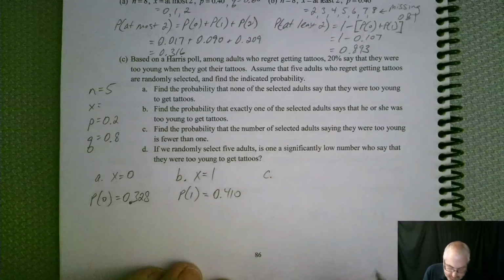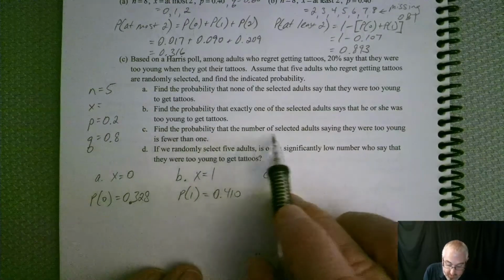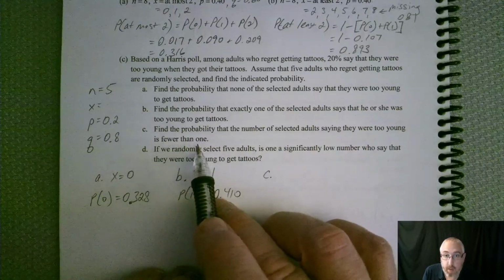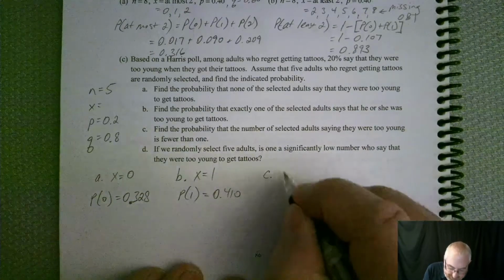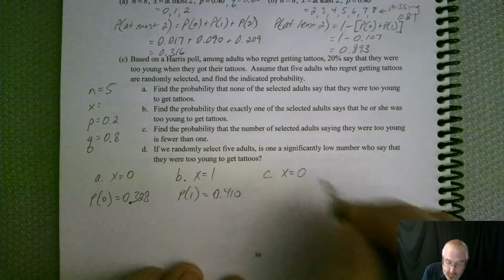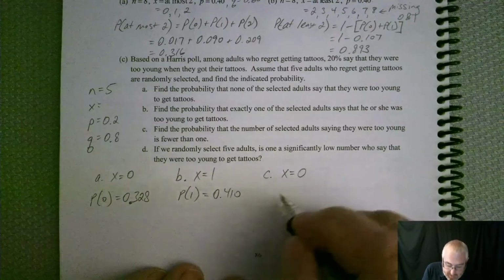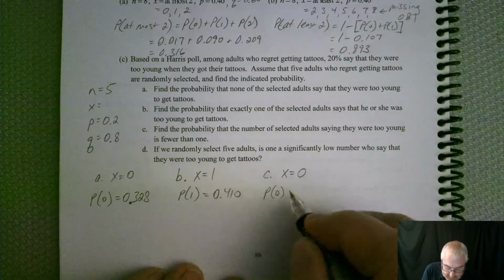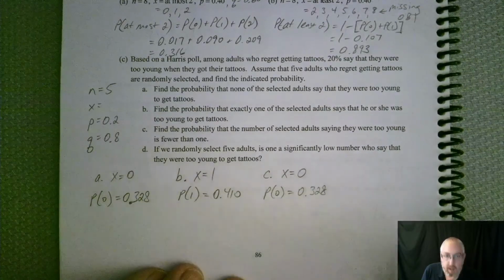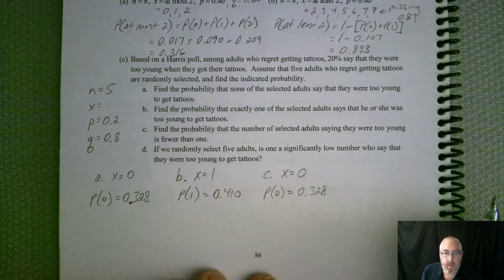Okay, C. Find the probability that the number of selected adults saying they were too young is fewer than 1. Fewer than 1. So what is X going to be for this case? Fewer than 1. Well, there's not much fewer than 1. The only thing fewer than 1 is 0. So in this case, it's the same as part A, which is kind of silly. But that's the answer.